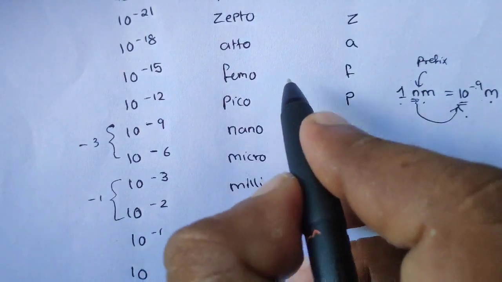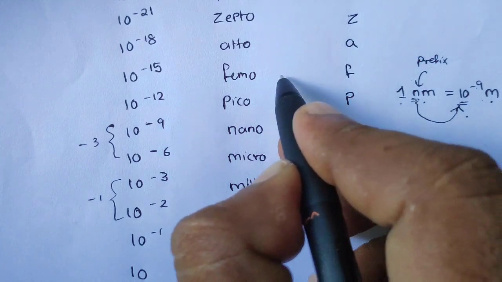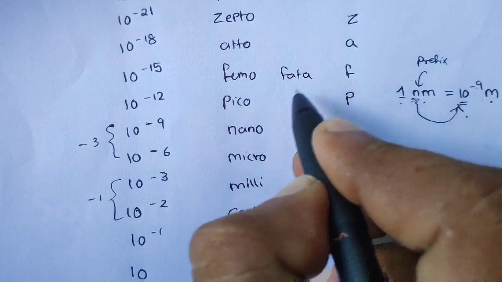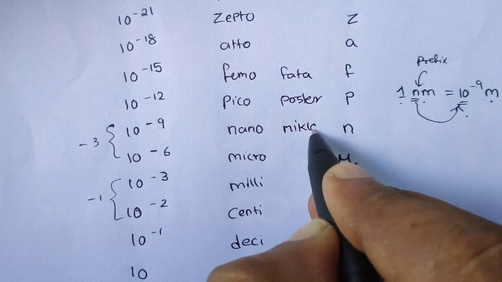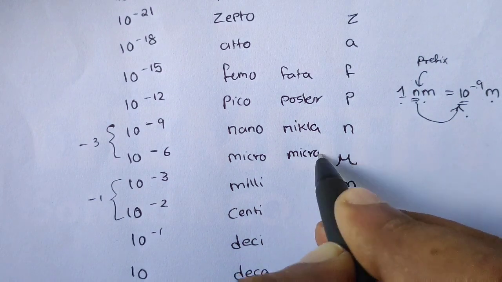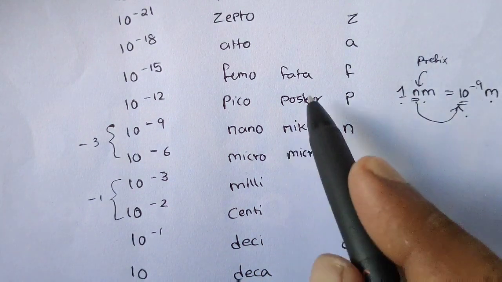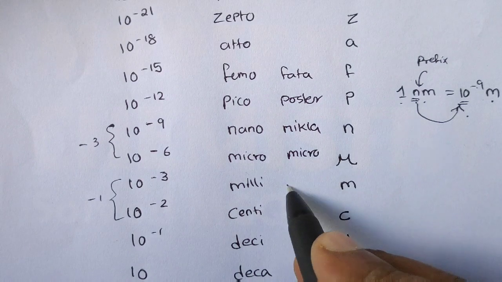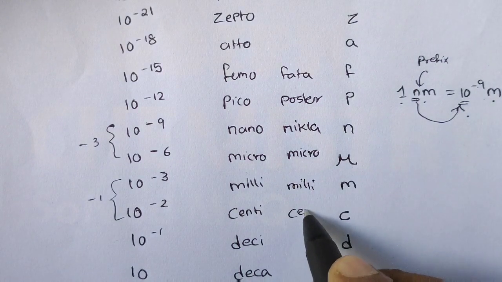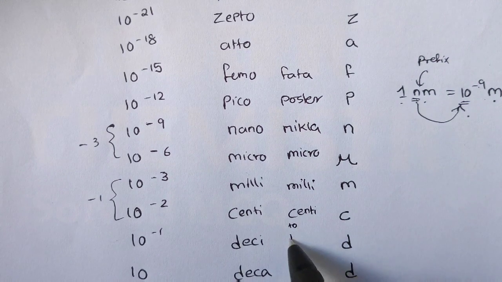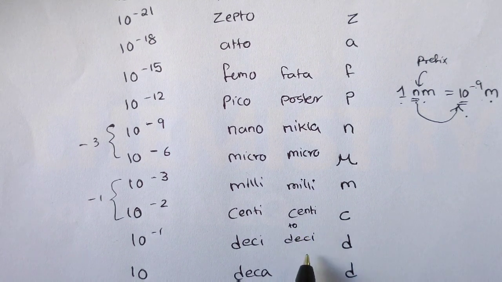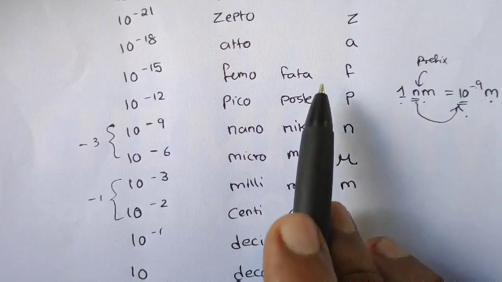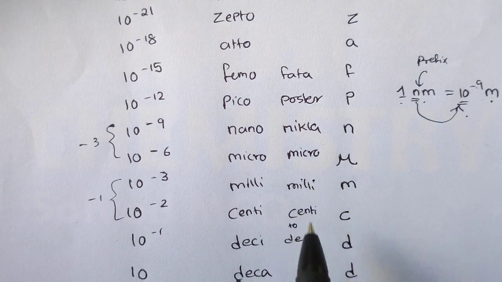Femto, 10 raised to minus 15. So how to remember this? Femto, F means fata poster nikla hero, like that. So here, fata poster nikla micro milli, centi to deci, means milli, centi to deci, like a man who lost control after drinking, right? So fata poster nikla micro milli centi to deci, right?